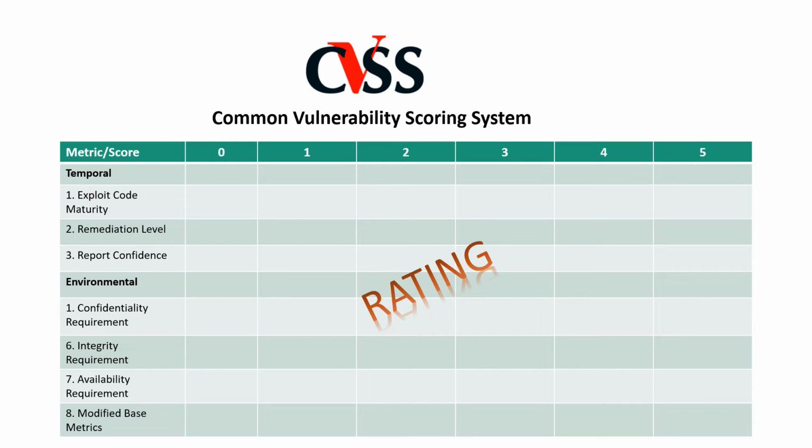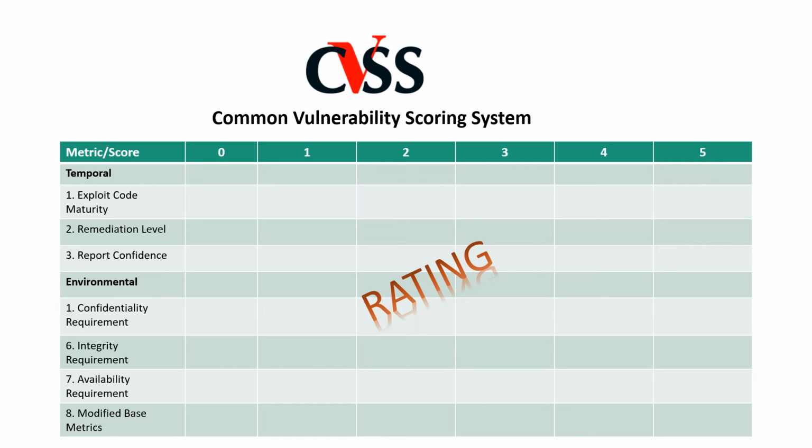Under the category of temporal, there are 3 assessment questions that must be asked during software vulnerability assessment or IT risk assessment on system. First, exploit code maturity. This measures the likelihood of attacker exploit the system vulnerability. For example, public availability of easy-to-use exploit code increases the number of potential attacks and thereby increasing the severity of the vulnerability.